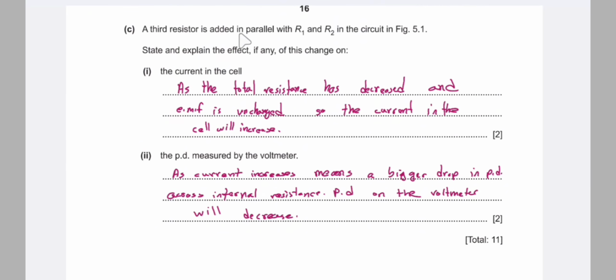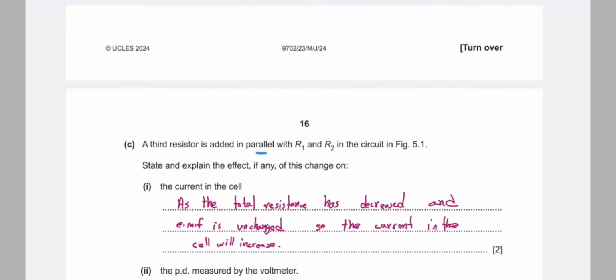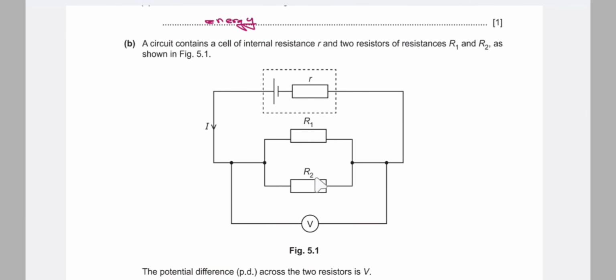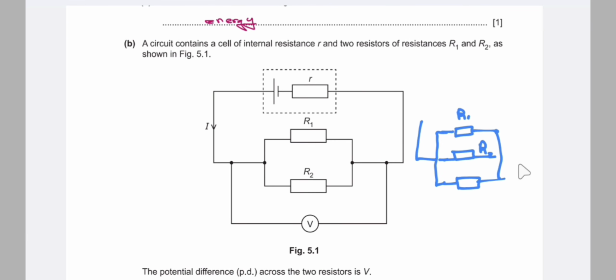A third resistor is added in parallel with R1 and R2 in the circuit shown in figure 5.1. Explain the effect, if any, of this change on the current in the cell. So a third resistor is arranged in parallel with R1 and R2. Suppose this is R1, this is R2, and now we have added an additional resistor, an unknown resistor. So what happens to the current I of the cell?